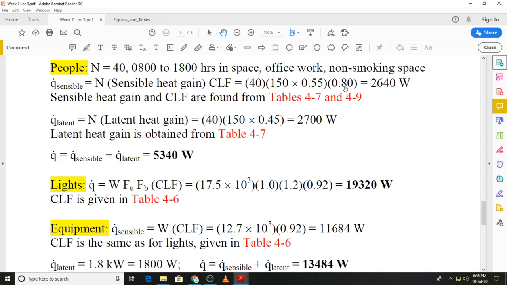Once we have got the sensible heat gain, we move on to the latent heat gain. Again, we need the value of the latent heat gain per person. We multiply it by the total number of occupants and then get the latent heat gain, and the total heat gain will be the sum of the sensible and latent heat gains. You can see that again we need to refer to two tables, tables 4-7 and 4-9. Both sensible and latent heat gains are obtained from table 4-7, and the cooling load factor will be obtained from table 4-9. How do we find these values, that is what we need to look at next, and I will go to those tables.